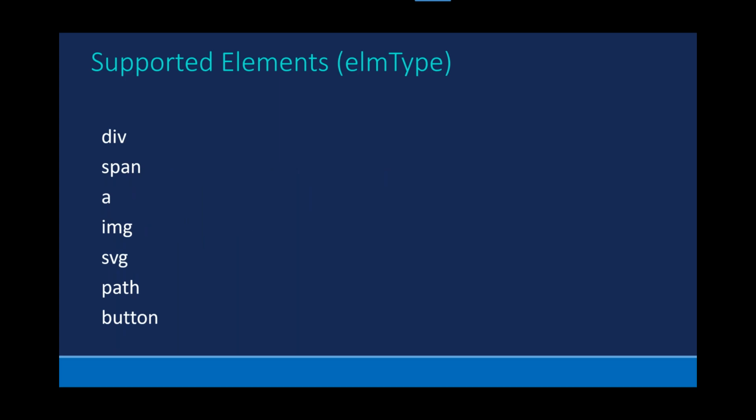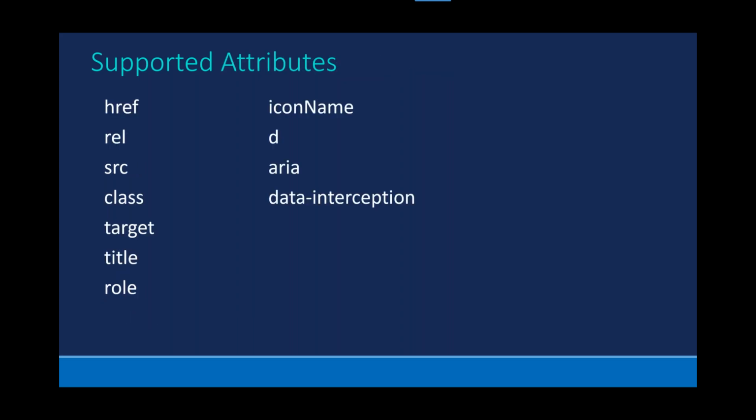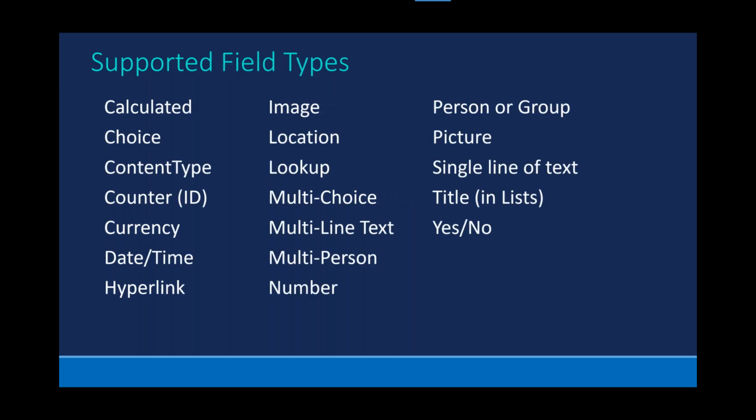Okay, great. So the supported elements, those things that we're displaying in place of what is already in the column, you can create divs, spans, you can put an image in there, buttons and paths, anchors. The supported attributes for the things you can do within an element are listed here. I'm not going to read all those to you. Here are all the supported field types. So you can apply the column formatter to any of these field types. You can see multi-line text is there.